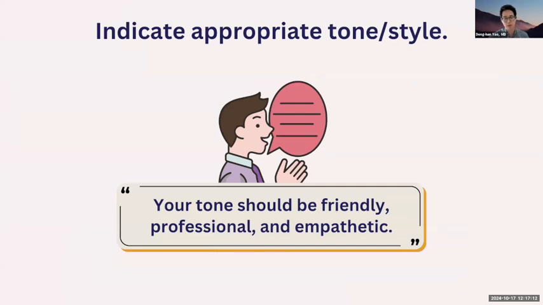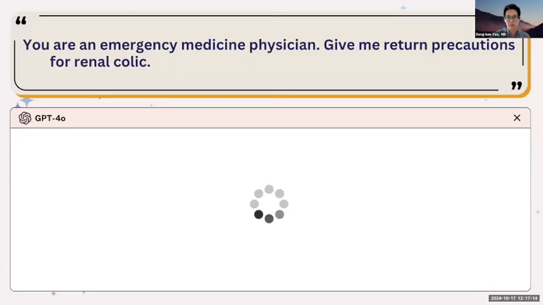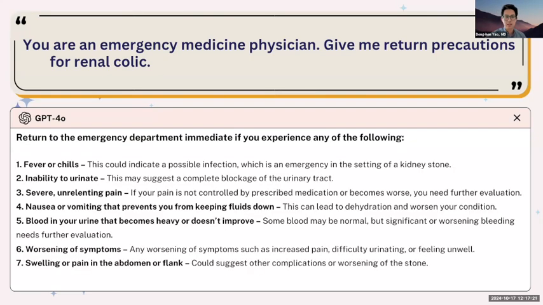In this case, you want to be friendly, professional, empathetic. Here's a basic prompt again for a common ED task. Give me return precautions for renal colic. Let's see how this prompt does. Not bad for something that took just 3 seconds to type, right? A good reminder at this point that even though LLMs in 2024 are really good and really accurate, they still hallucinate, they still have errors. For example, here in point 7, it's warning you about swelling in the flank, which obviously is not really a thing that happens with renal colic.